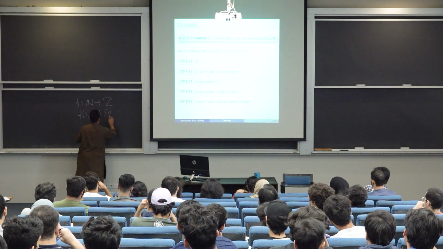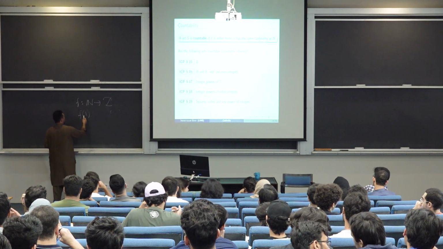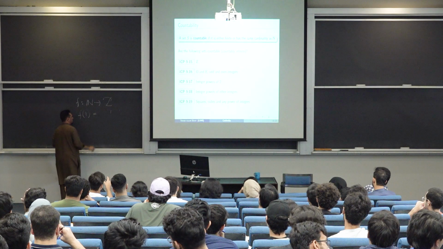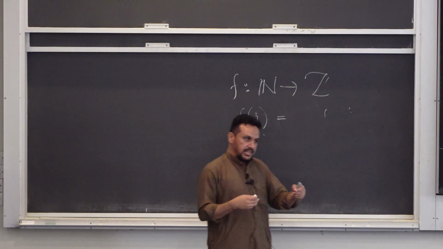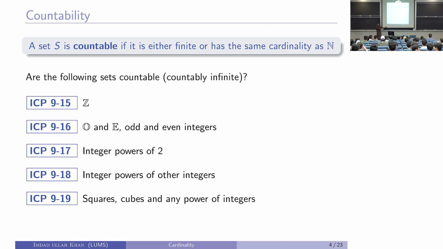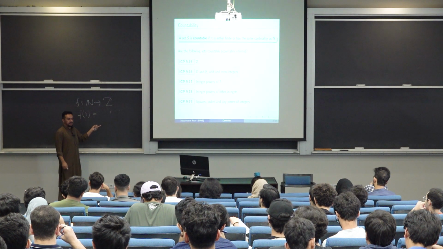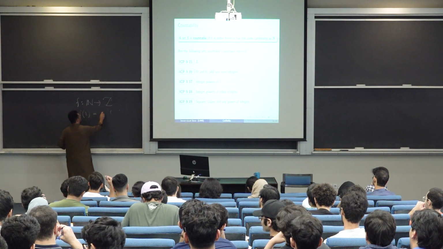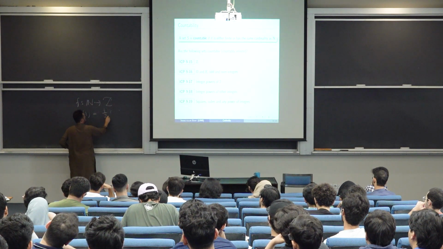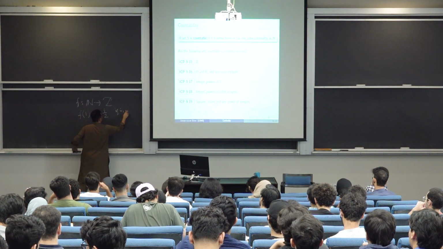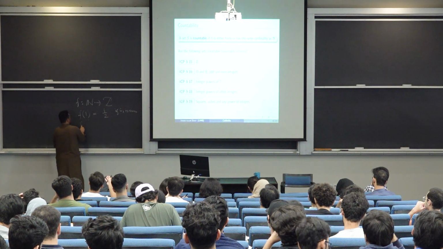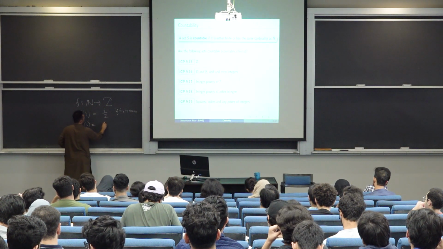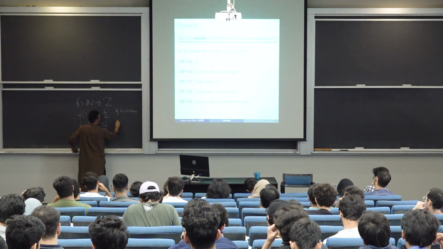Let me just write it like this. f of i is equal to... What I want to do is, even numbers I want to give to the positive numbers, and odd numbers I want to give to the negative numbers. The ith even number should go to i. Let me just write i divided by 2 if i is even, and f of i is equal to negative i over 2 if i is odd.